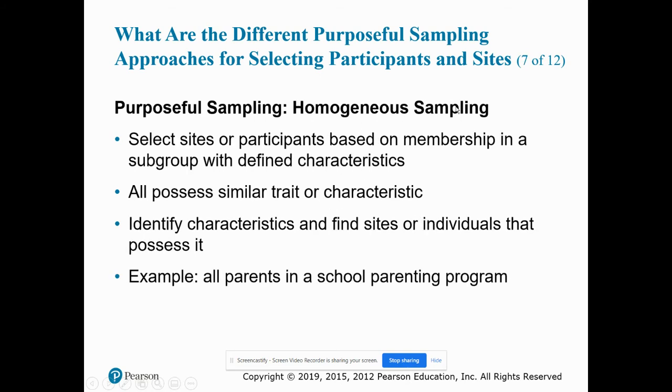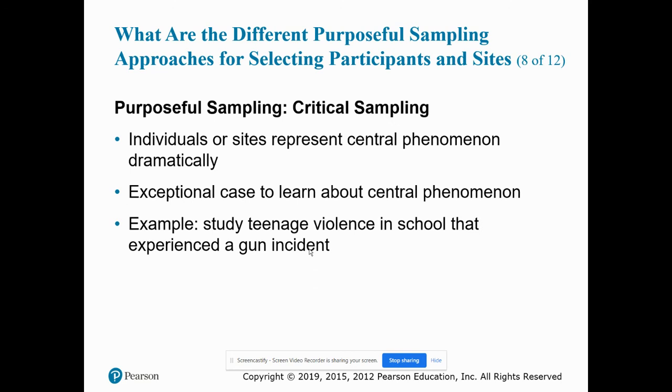Okay, so homogeneous sampling, an example would be like all parents in a school parenting program. They all have the same defined characteristic, and they possess that similar trait. Okay, so they're all parents in that program, that school parenting program. Critical sampling. Here is if you're going to be studying, an example would be like teenage violence in schools when they experienced a gun incident. So individuals or sites represent central phenomenon dramatically, exceptional case to learn about central phenomenon.